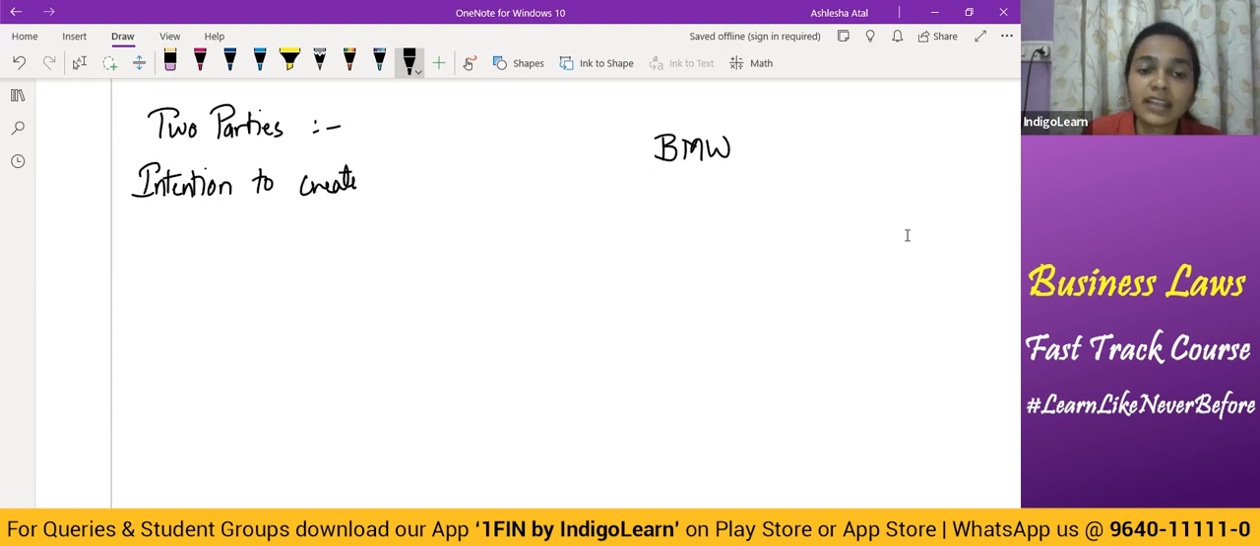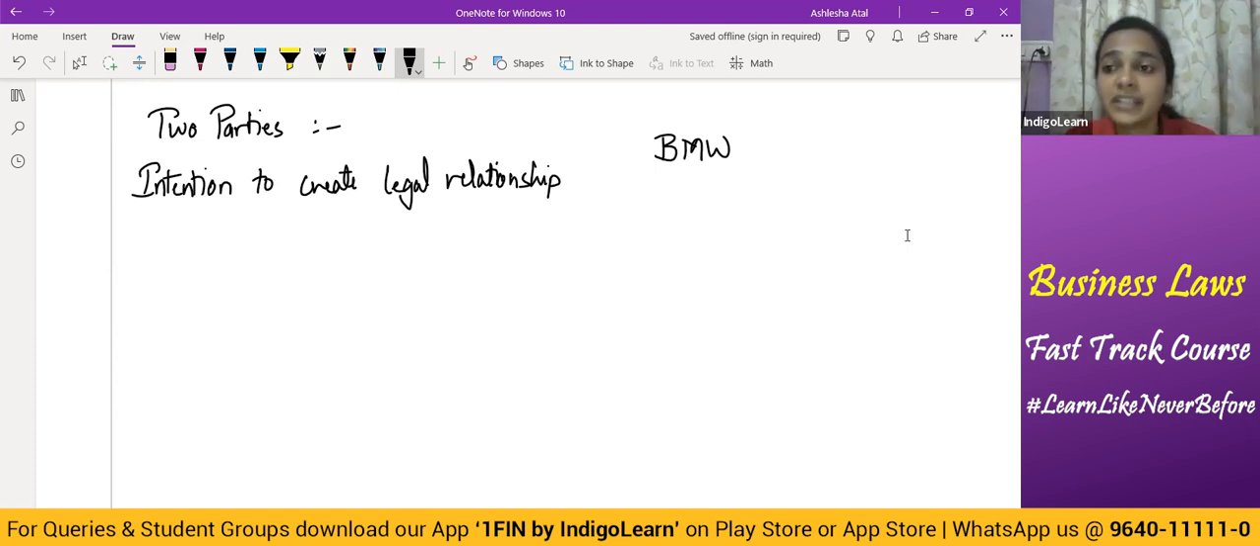Now, if any social or domestic agreement is being made, there will be no intention of creating any legal relationship over there. Say, for example, a husband tells his wife that he'll get her a diamond ring, but later on he fails to do that. Here, there's no intention of creating a legal relationship.